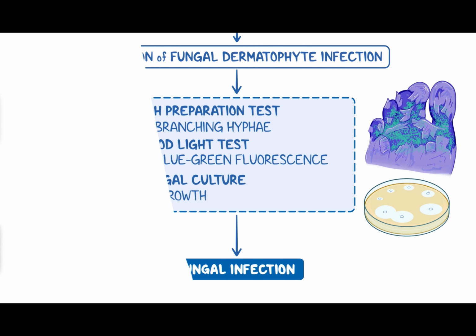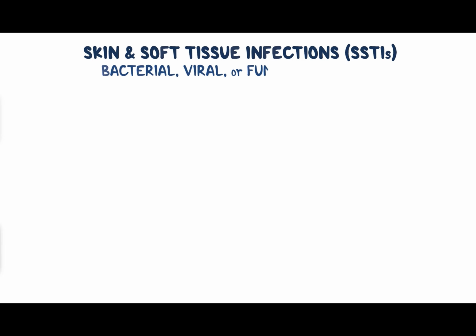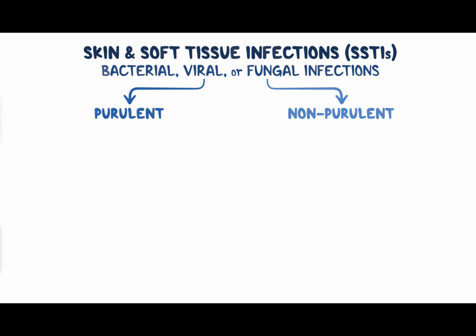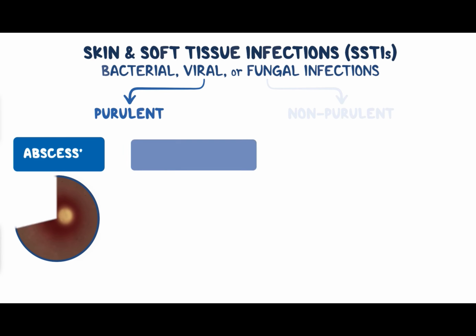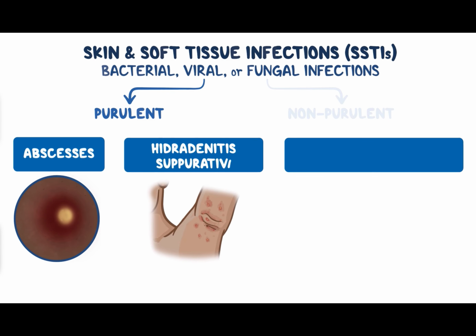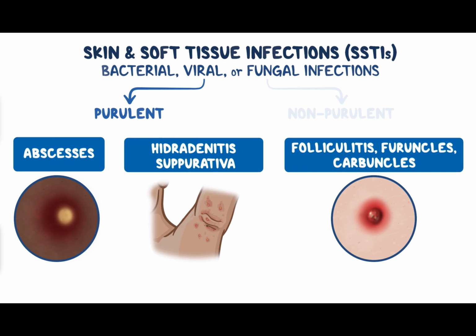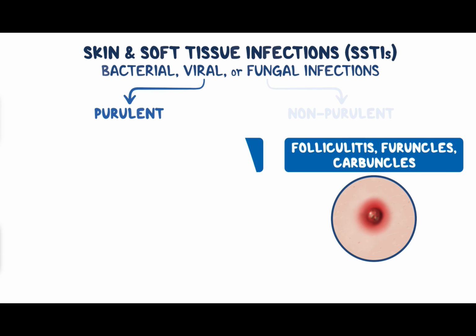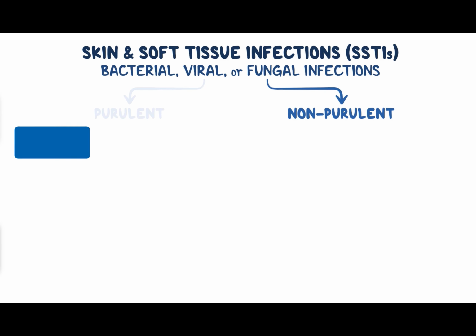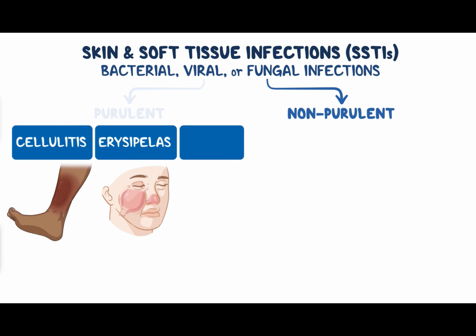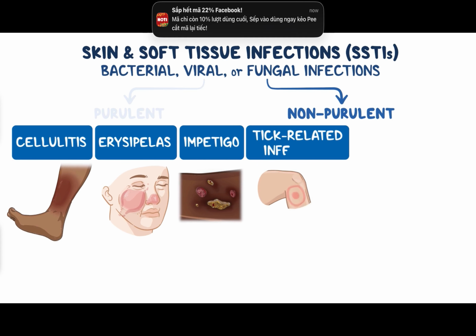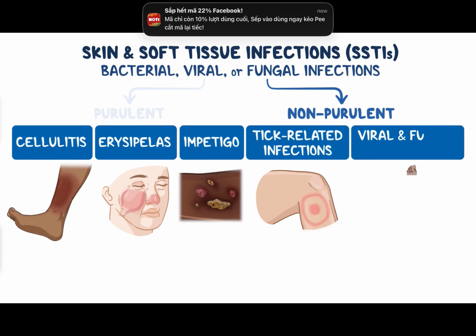All right, as a quick recap, skin and soft tissue infections, or SSTIs, include bacterial, viral, or fungal infections that can be purulent or non-purulent. Purulent SSTIs include abscesses, hidradenitis suppurativa, folliculitis, furuncles, and carbuncles. Non-purulent infections include cellulitis, erysipelas, impetigo, and tick-related infections, as well as viral and fungal infections.